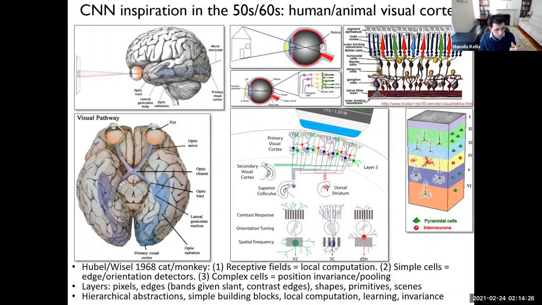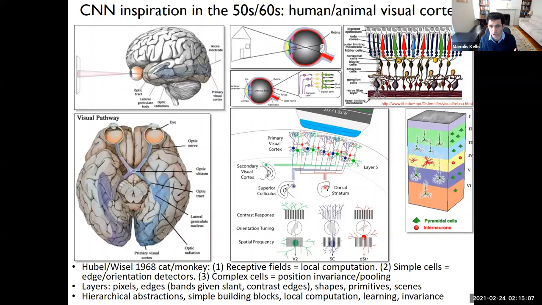The second thing that's emerging from that is that there are layers, and these layers of the visual cortex, in fact, go very much in the same progression as the layers of our machine vision primitives. There's pixels at the bottom, then there's edges, namely bands, which respond to a very given slant based on contrasts. And then you build shapes from those. And then there's primitives that build up to scenes. And this concept of hierarchical abstractions, that basically simple building blocks and local computation coupled with learning and invariance give rise to the ability to recognize complex scenes around us.